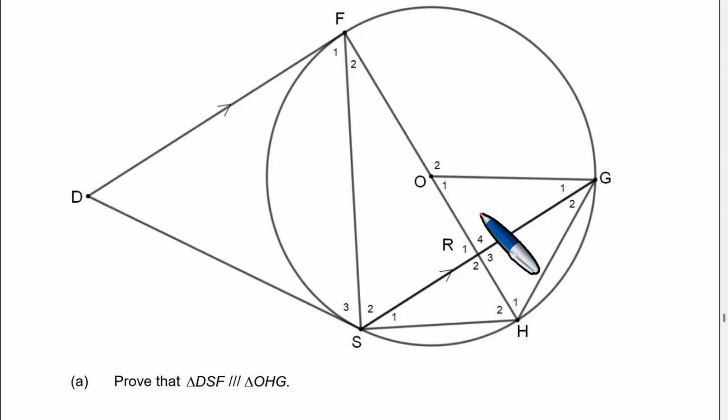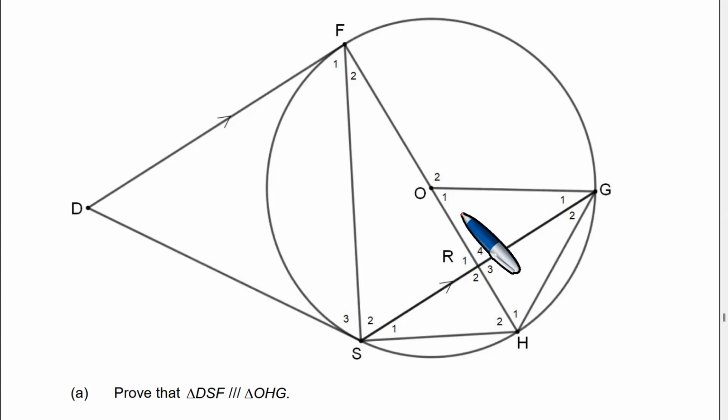All right. So let's get cracking. How do you prove that DSF is similar to OHG? I'm giving you that one. We expect three equal angles here in the triangles. So if you find just one angle in DSF equal to one angle in OHG, let me know that there's an angle in OHG that is equal to an angle in DSF.